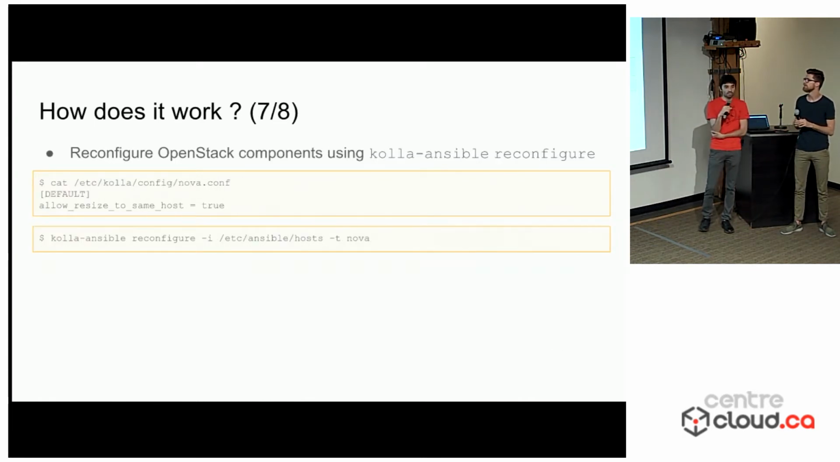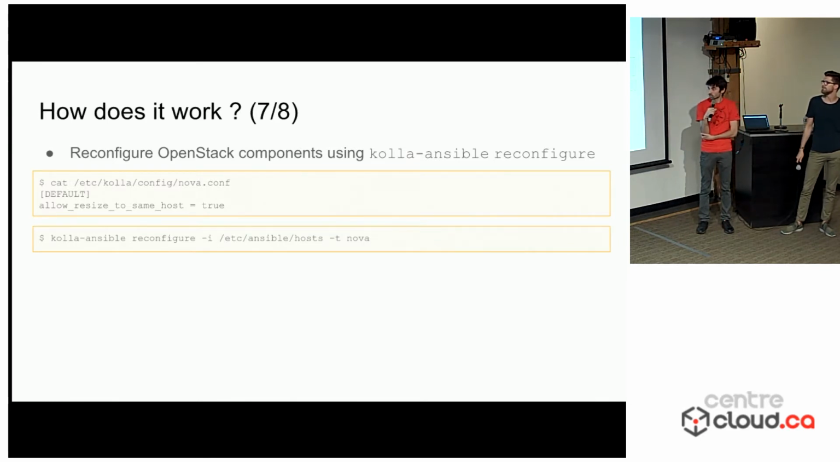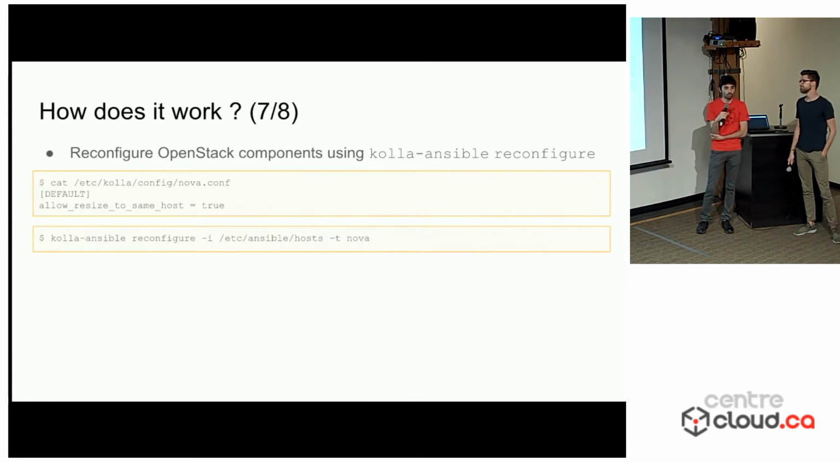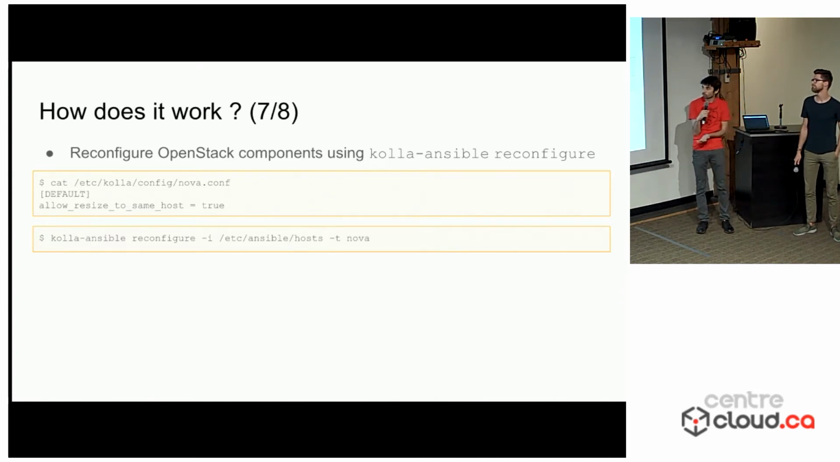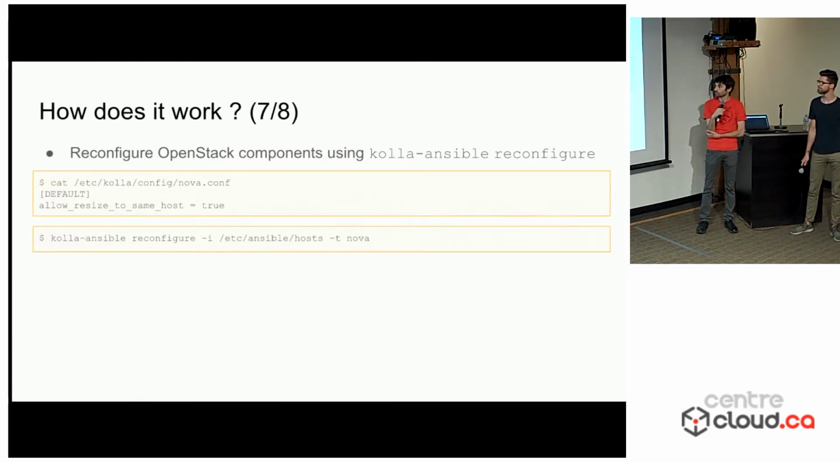So you deploy your OpenStack, you are happy, but you missed a configuration. You need to change something. So you need to reconfigure a component. For example, I want to change allow_resize_to_same_host from false to true. So I create a file nova.conf in /etc/kolla/config, like AODH before. I add the new parameter, and after that, I just have to execute the kolla-ansible reconfigure command with the tag nova to reconfigure only nova.